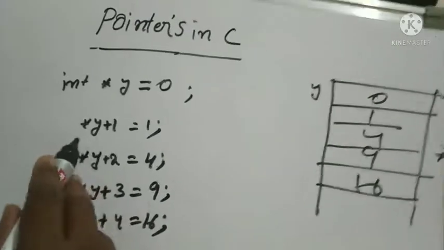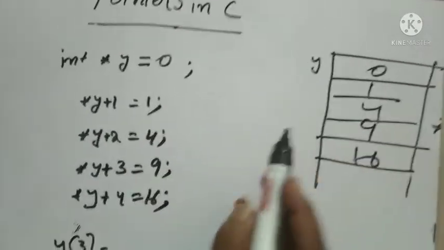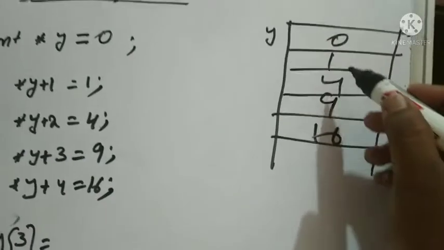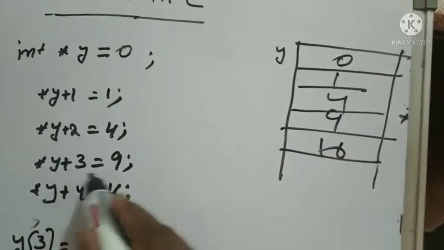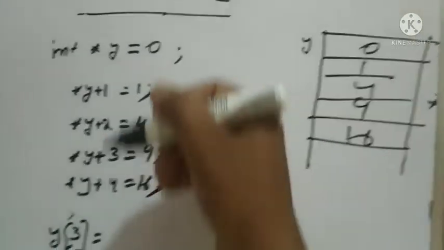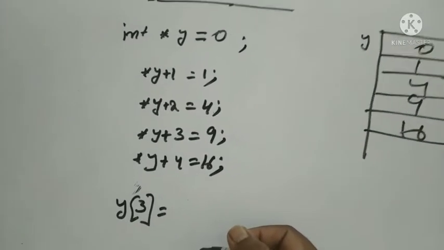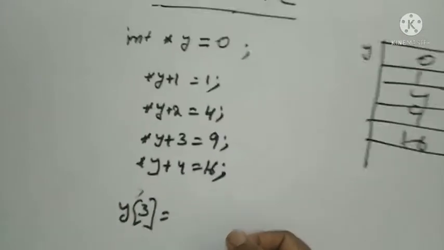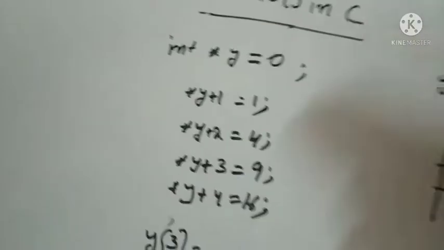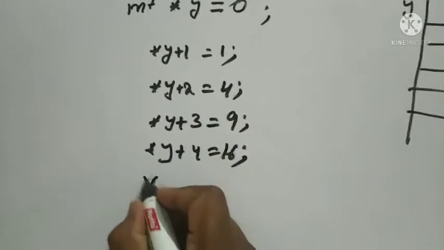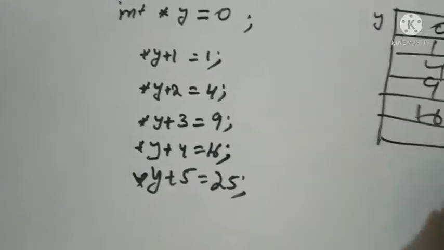See, I am not adding y to 1; here I am adding y plus 1. It indicates the next memory location of our y. So in the next memory location, what is stored? 1. To the next memory location, y plus 2, we are storing 4. Y plus 3, we are storing 9. So it is also a way in which we can store the data in memory of the same data type, like an array. Like this I can store all the numbers I require. Star of y plus 5 is equal to 25.